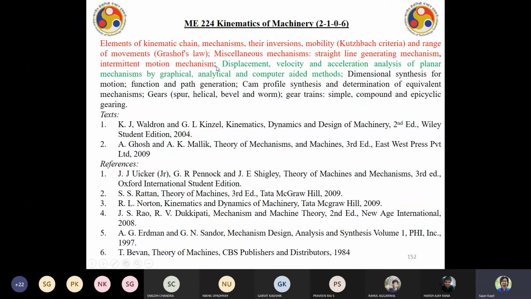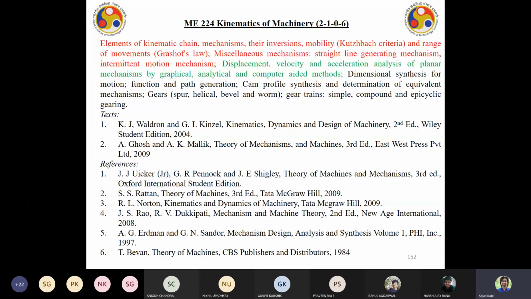Correct? Now we shall move our discussion to displacement, velocity, and acceleration analysis of planar mechanisms by graphical, analytical, and computer-aided methods. First, we will do everything for graphical methods. Then we shall discuss the analytical methods, which will not take much time, maybe a maximum of 1 or 2 lectures. For computer-aided methods, you are already familiar with SolidWorks, so it may not take more than 1 lecture. But many of you, like last time, said that I have not taught SolidWorks. This time I'm planning to dedicate 1 lecture to SolidWorks, so that you can also draw these linkages and observe many things.